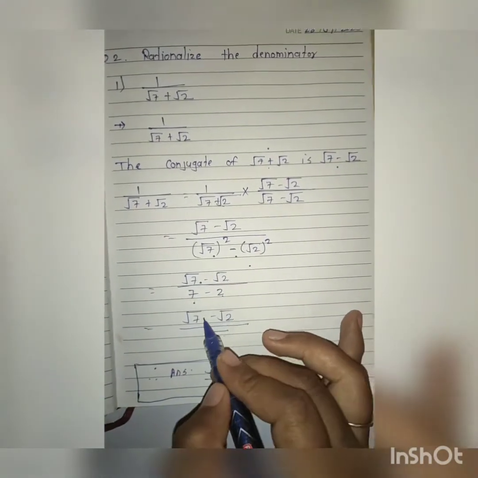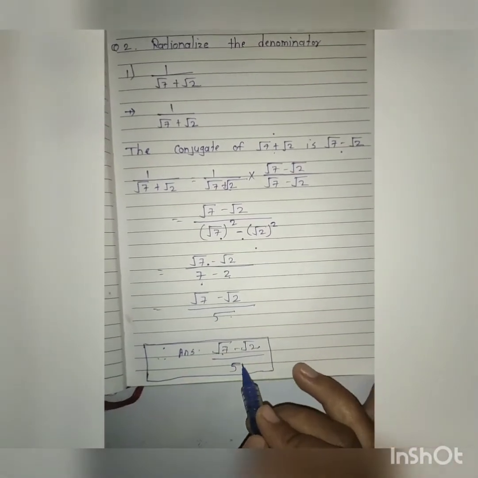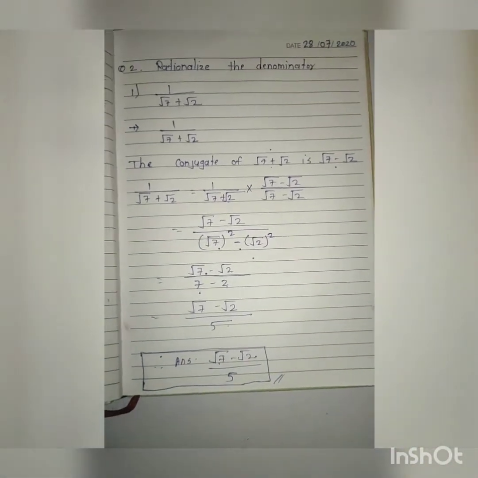Root 7 minus root 2 as it is. 7 minus 2 is 5. The answer is root 7 minus root 2 upon 5. Okay.